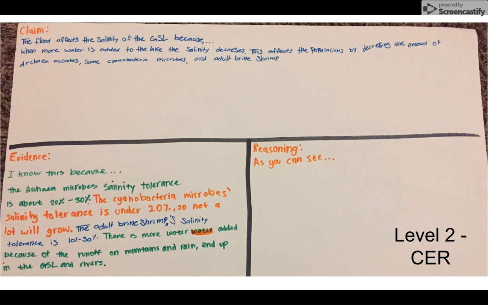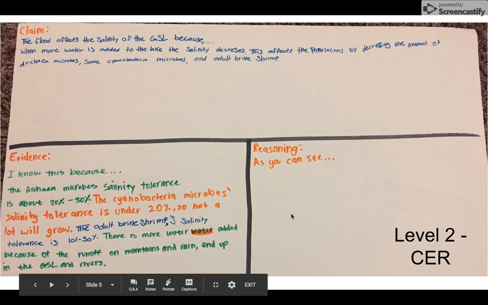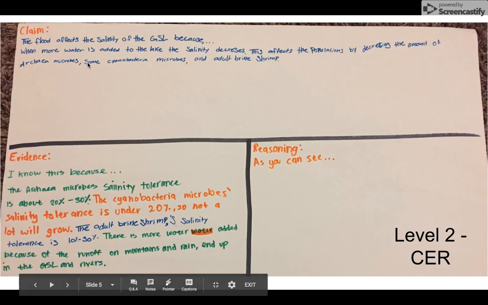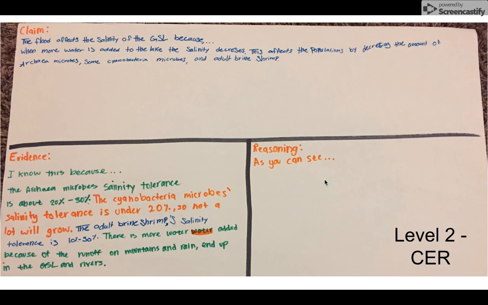There is more water added because of the runoff on the mountains rain and end up in the Great Salt Lake and rivers. This has really good data. They cited their data in complete sentences. The reason why this is a level 2 is because they didn't complete their reasoning and explain how the increase in salinity affects all the different populations.